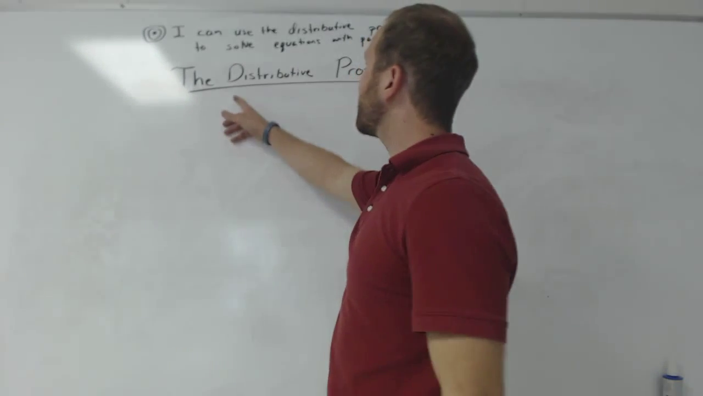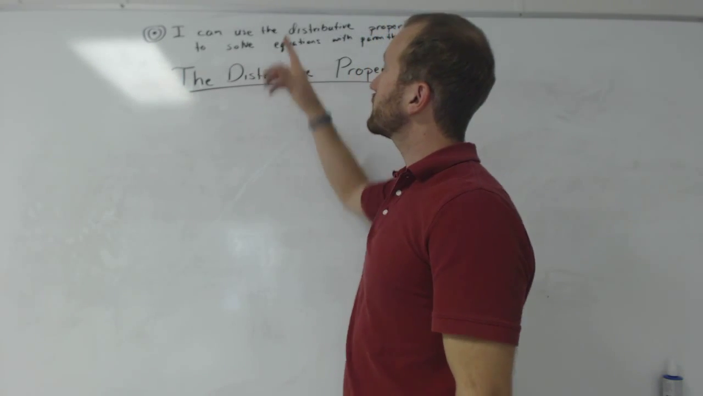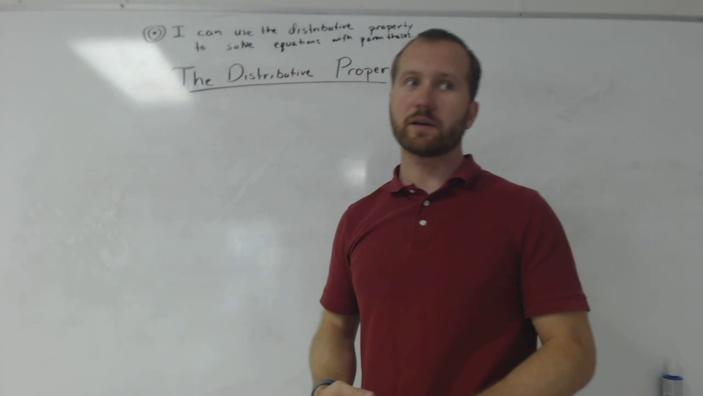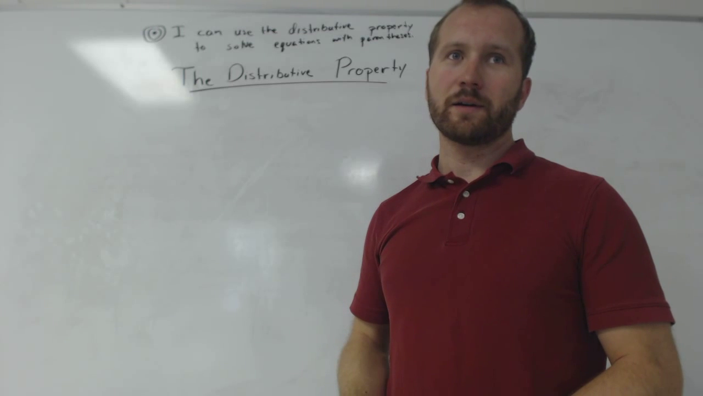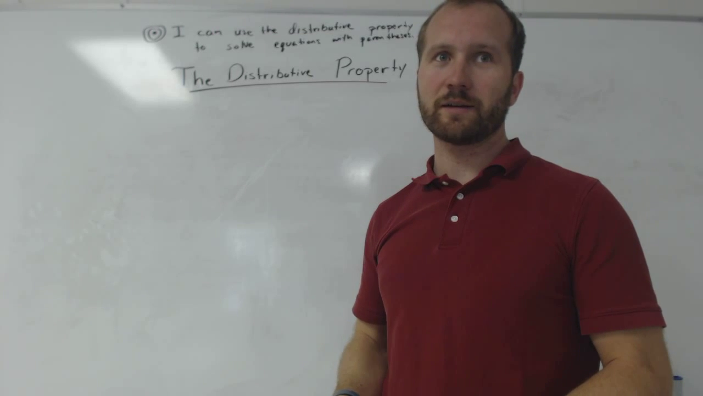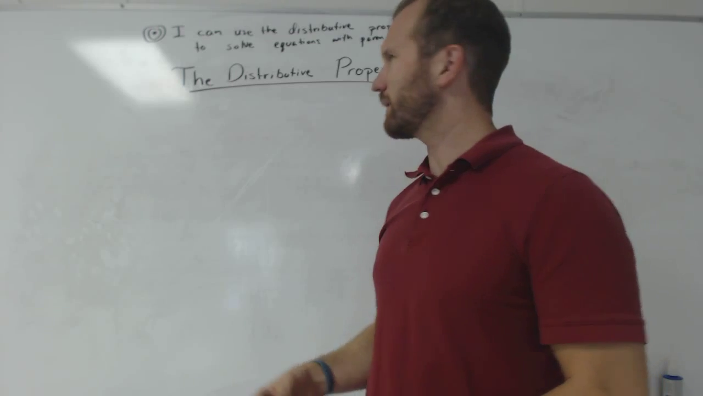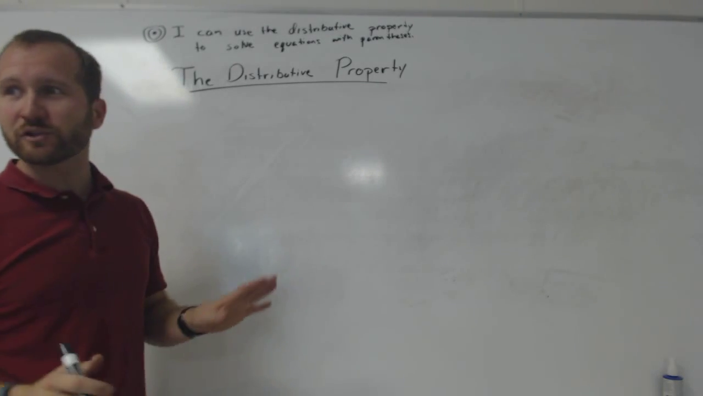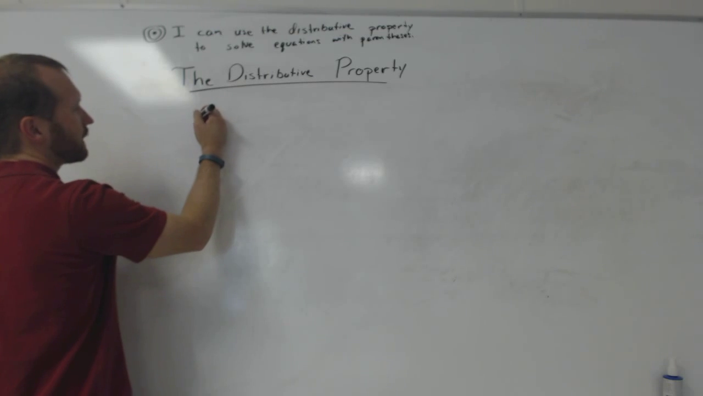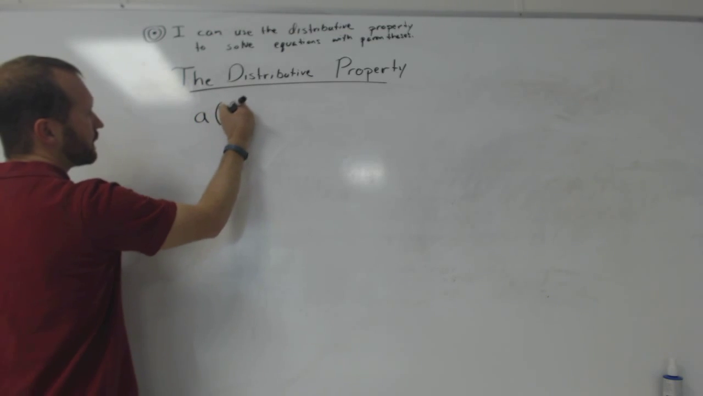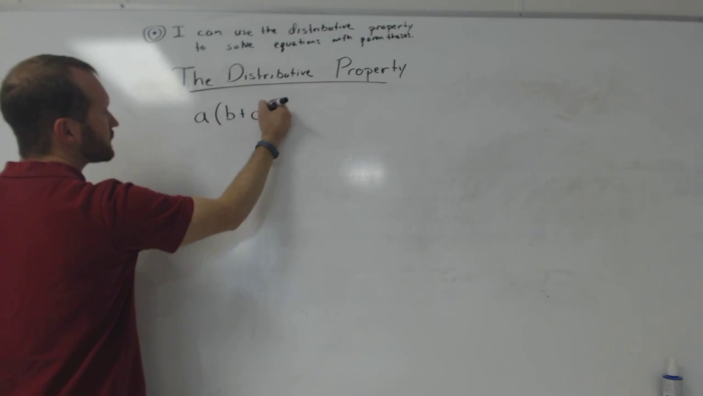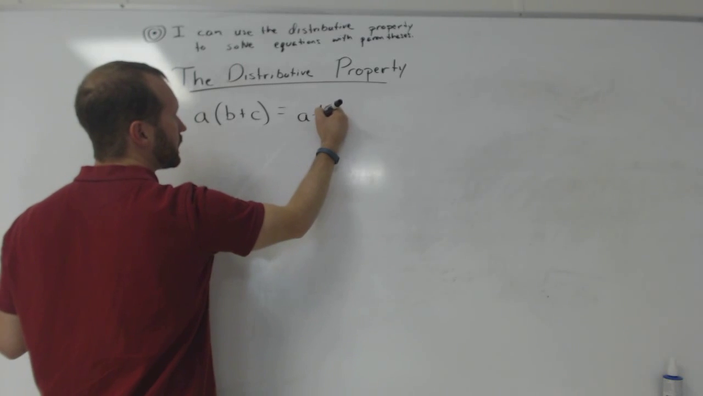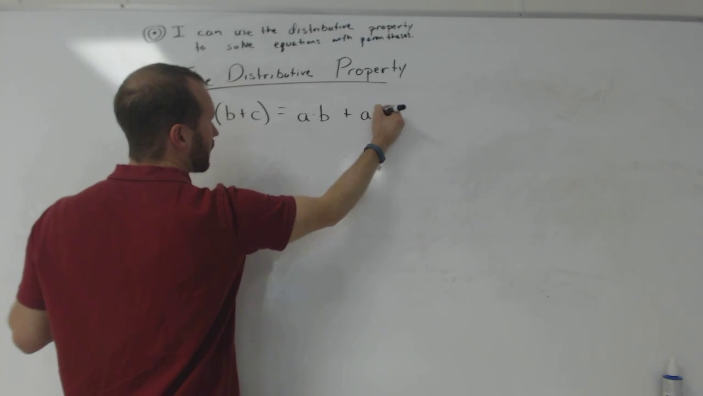Alright, so our title for today: the distributive property. Our learning target says, I can use the distributive property to solve equations with parentheses. So, you're probably wondering, what is the distributive property? Well, here it is, and I'm going to write it in algebraic terms. It's written like this: A times (B plus C) equals A times B plus A times C.